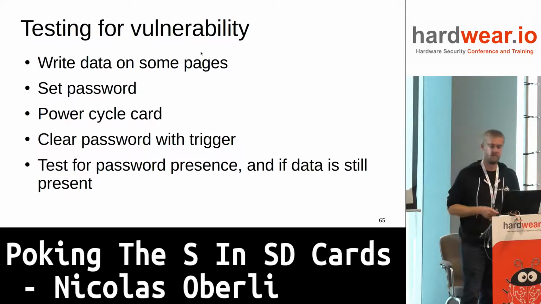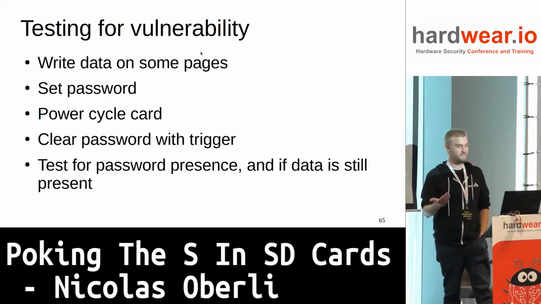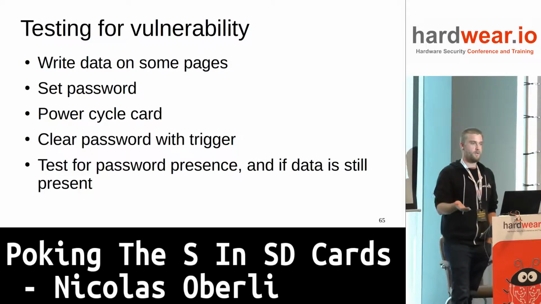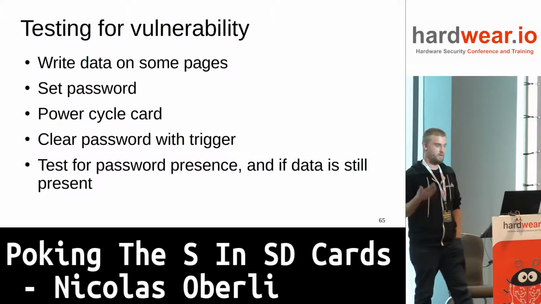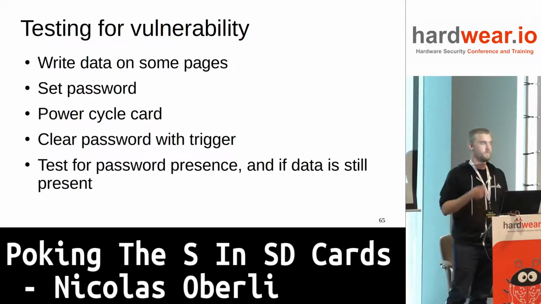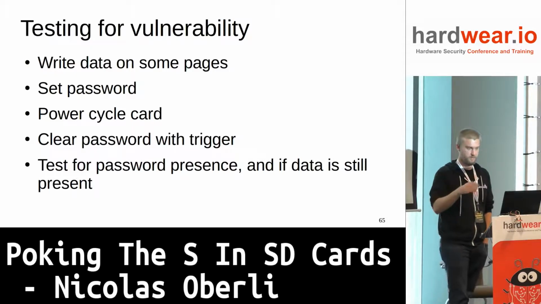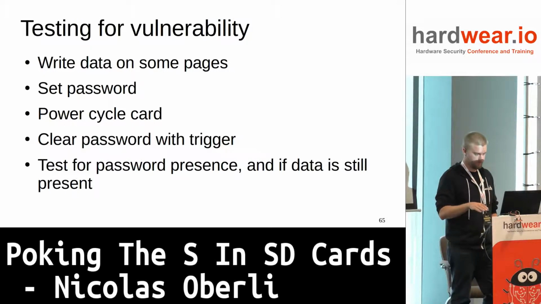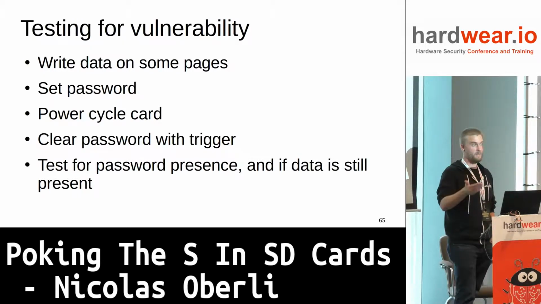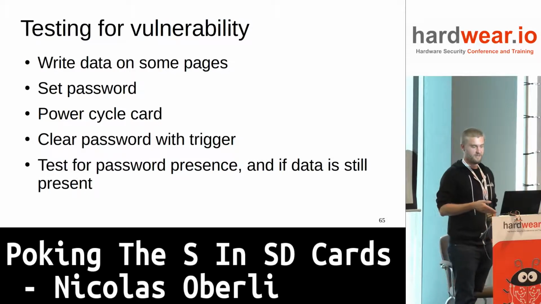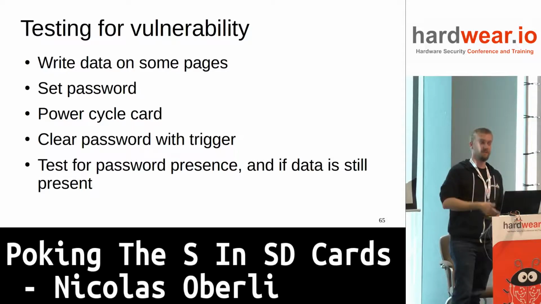I should be able to start and see if my initial assumption was correct. So what I will do now is write some data on the SD card, set a password, just power cycle the card once just to have it perfectly stuck. Then send the clear password command, but with the trigger enabled. So as soon as there's a flash write, it will cut the card, then reboot the card and see if there is still data and if the password has been removed.